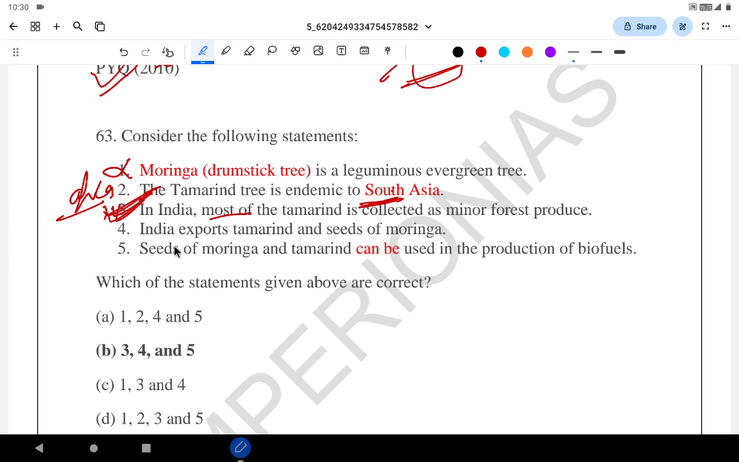So 3 is correct. India exports tamarind and seeds of moringa, correct. Seeds of moringa and tamarind can be used in production of biofuel. See, 5 has to be correct, this is wrong. So again we saw 3 is correct, correct, correct. 1 and 2 are wrong. 4 is correct. So this is the answer. That's how elimination works.